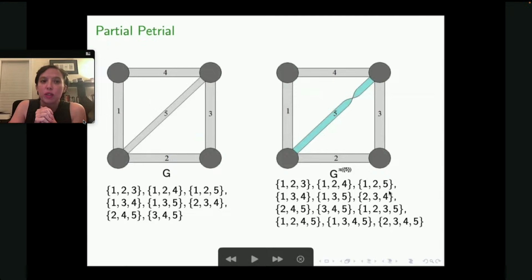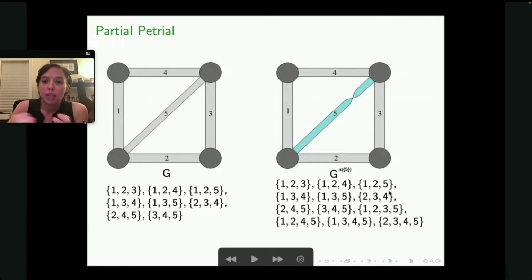I want to introduce the partial petrie operation. It gets a bit hairy. We'll get through it together. So I've got two graphs side by side. They differ by a half twist on 5. That's the only difference between these two graphs. I've written the sets of feasible sets beneath each graph. And I've renamed these graphs. The one on the left is G, and the one on the right is G with a superscript pi of this set 5.